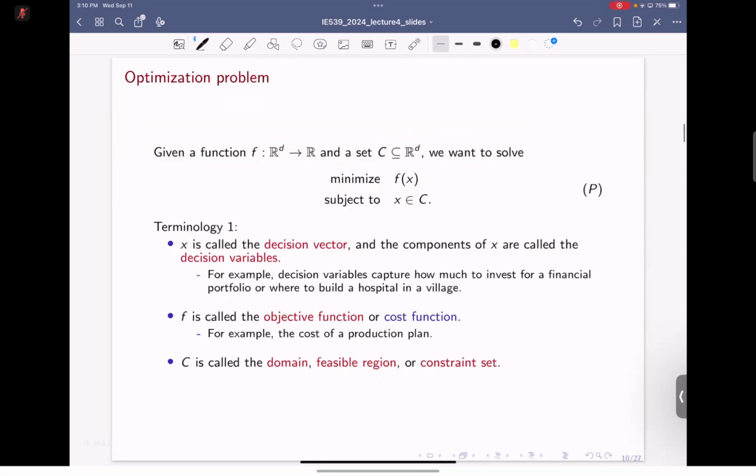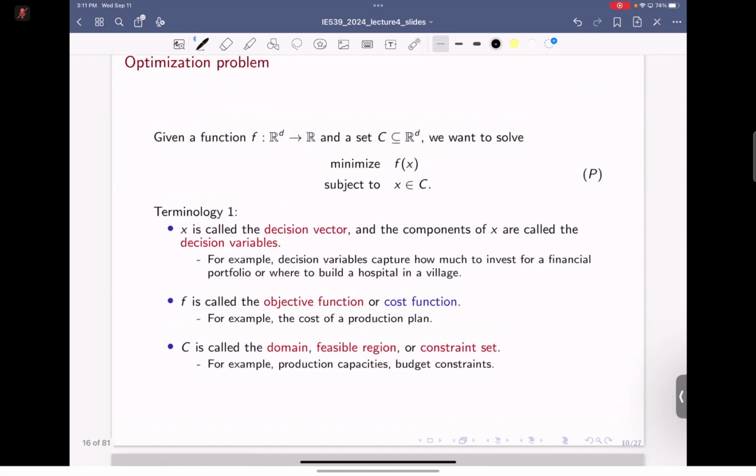And here, this set C has different names. Some people call it a domain, or a feasible region, or a constraint set. I'll use some of these names from time to time, but they mean the same thing. So what you are basically doing is taking a vector x from the set C that has the minimum value of the function. That's the meaning of the optimization problem.